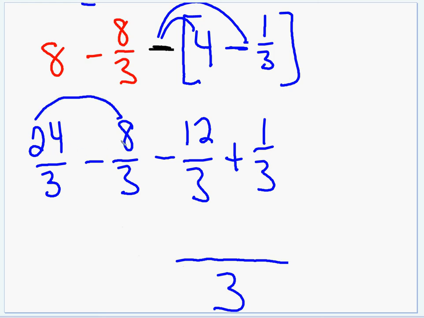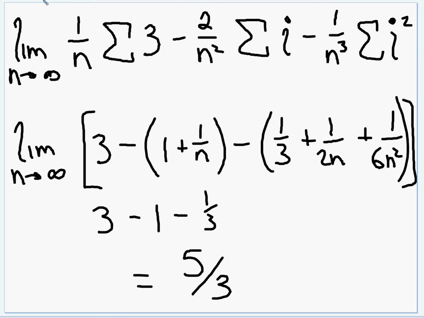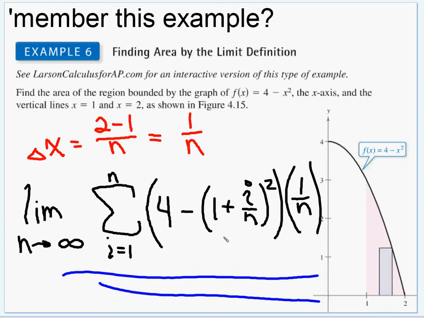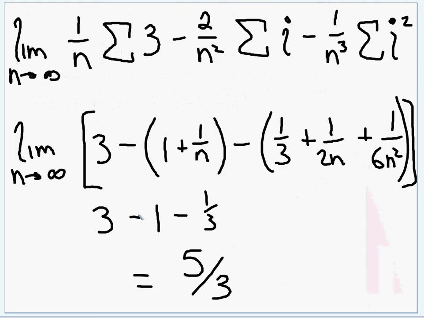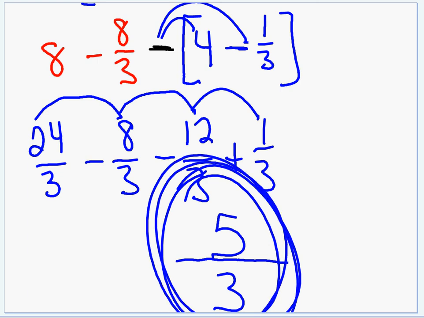24 minus 8, that's 16. 16 minus 12 is 4. 4 plus 1 is 5. 5/3 by using our fundamental theorem of calc, and then again that replaces all of this algebra, finding our endpoint formulas, all the summation formulas getting substituted in. You know, that is all ancient history. We now have the fundamental theorem of calculus.